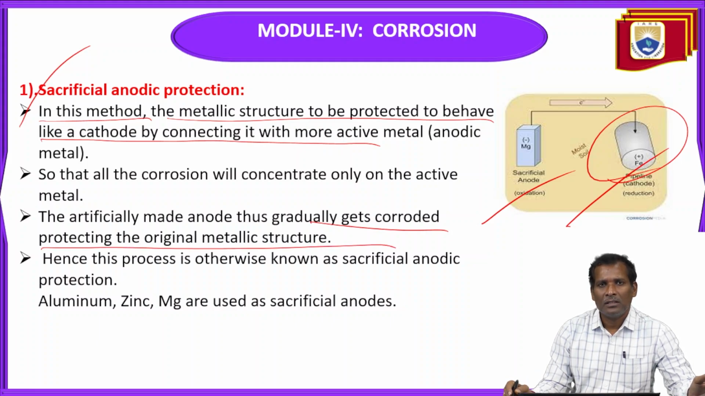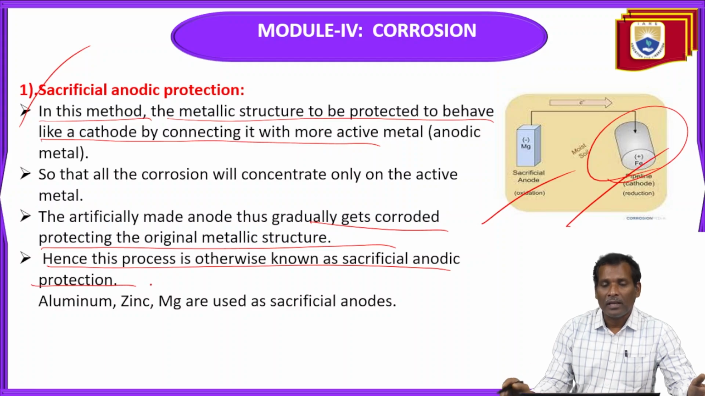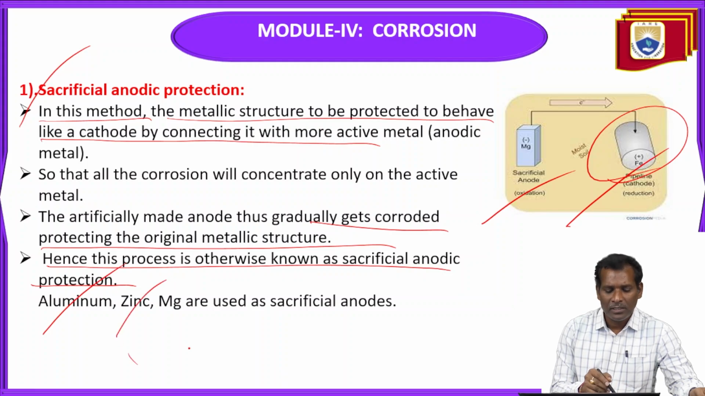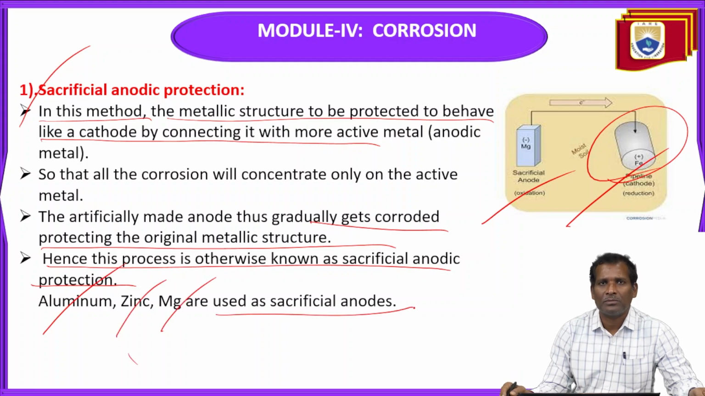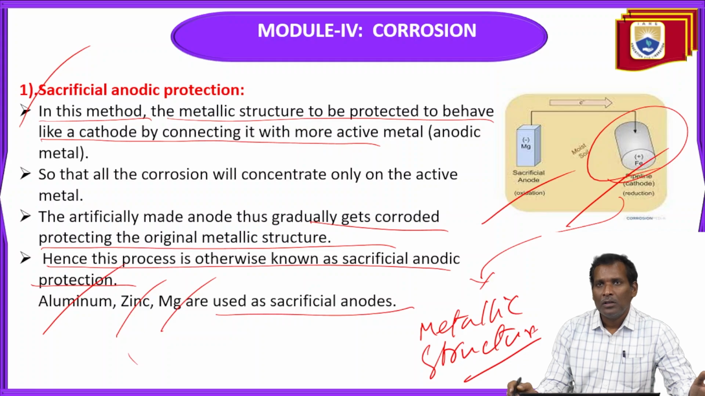The artificially made anode thus gradually gets corroded, protecting the original metallic structure. Hence, this process is otherwise known as sacrificial anodic protection. Aluminum, zinc, and magnesium are used as sacrificial anodes. In this method, the metallic structure to be protected behaves like a cathode. This one is the metallic structure, and it is protected by connecting it with a more active metal, that is, the anode metal.